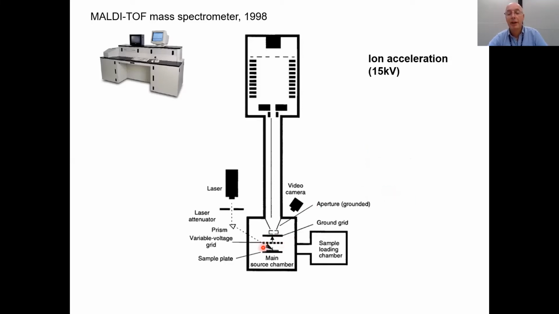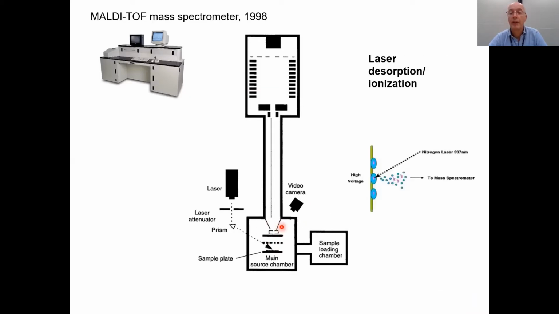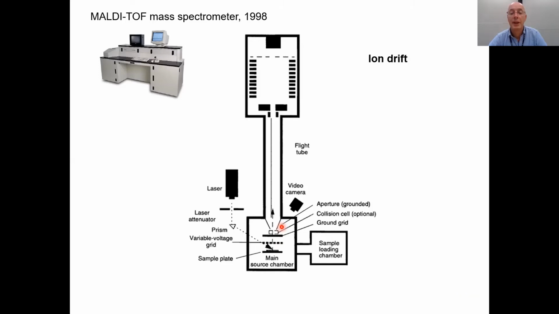When we have that plume of ions, we then apply a voltage, and that voltage is applied from this voltage grid onto the ground grid, and that is typically 15,000 volts. So these ions are given a big kick. They will pass through this collision cell. There's an optional collision cell, and then they will pass into the flight tube. In the flight tube, this is a drift region, so there's no high voltage applied. Your ions are being accelerated and they drift down this flight tube.